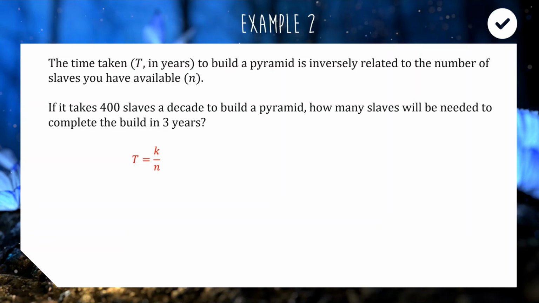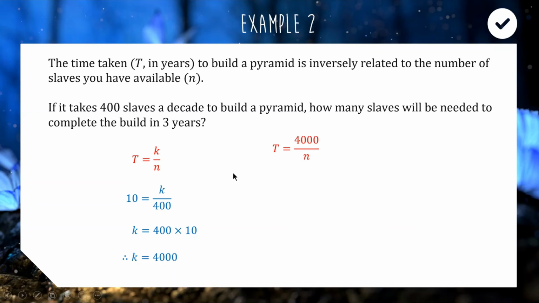Okay, now just like last example, we've got to figure out the value of K by using the values in the question. So we know that when we have 400 slaves, so when N is 400, it takes us a decade to build the pyramid. So T for number of years is going to be 10. So we're going to substitute in those values. So T equals 10, N equals 400. We're now going to solve this equation for K by multiplying the 400 across. So we get K is equal to 400 times 10. So we have K is equal to 4,000. And now we're on our way. We know what the value of K is, so we can write it up top here. And now we can use this equation to answer the question.